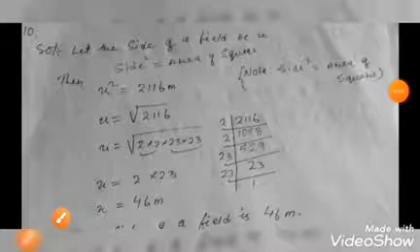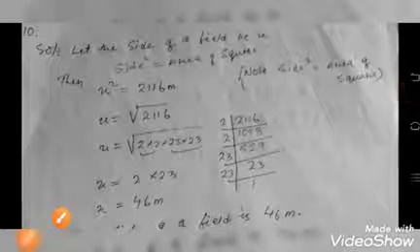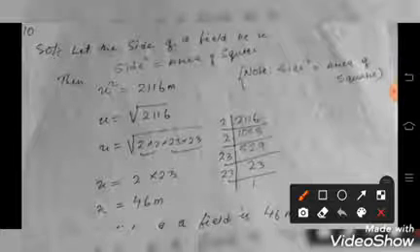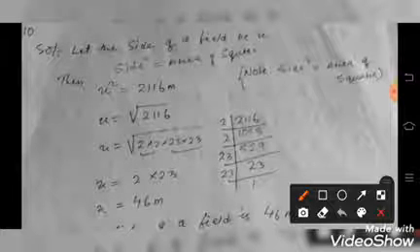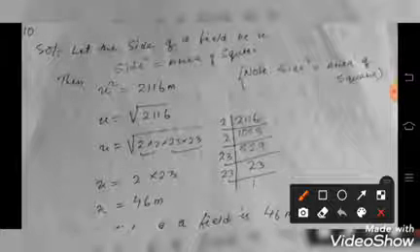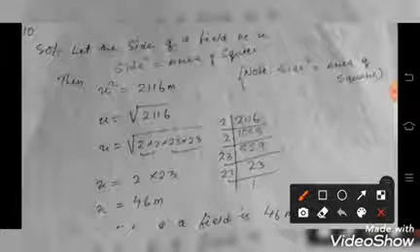I hope you are clear. Now let's see question number 10. The question is: find the side of a field if its area is 2116 meters square. So we do not know the side of the field.